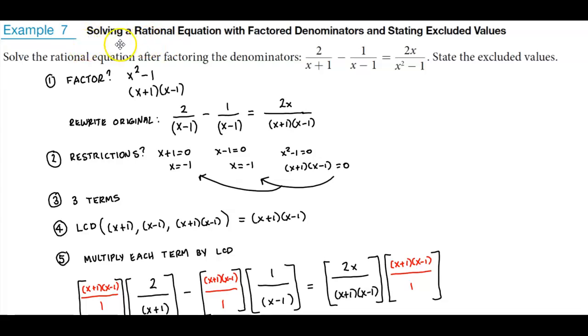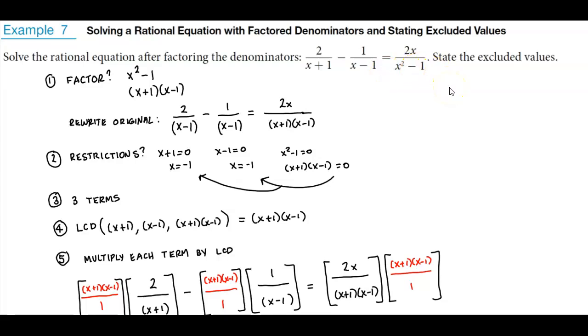In example 7, we're solving a rational equation with factor denominators and stating excluded values. We want to solve the rational equation after factoring the denominators. So we have 2 over x plus 1 minus 1 over x minus 1, which is equal to 2x over x squared minus 1. And then we're going to state the excluded values.